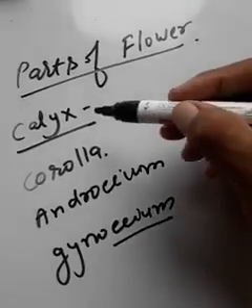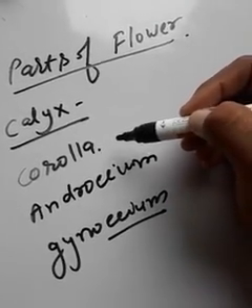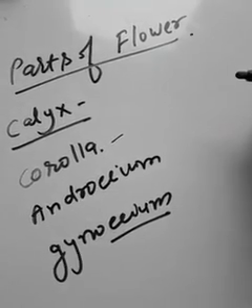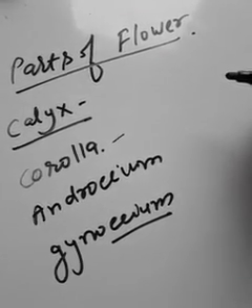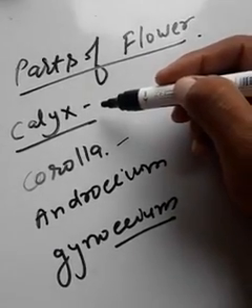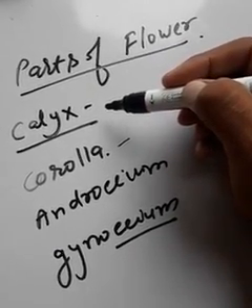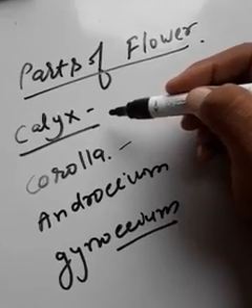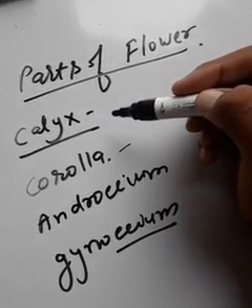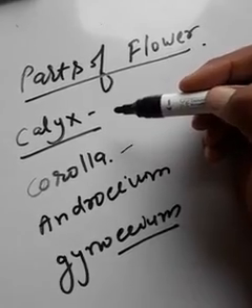We have done calyx and corolla. There are different types of calyx estivations and corolla estivations. What is estivation? The arrangement of calyx in the flower is known as estivation. How many types of estivation? There are four types of estivation of calyx.